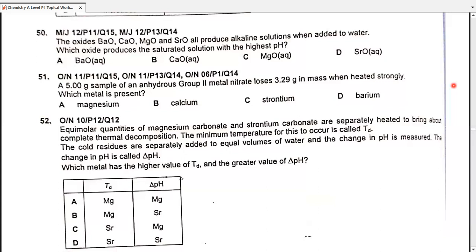14.1, 16 into 2, 46.1 into 4, 184.4 plus 32, 216.